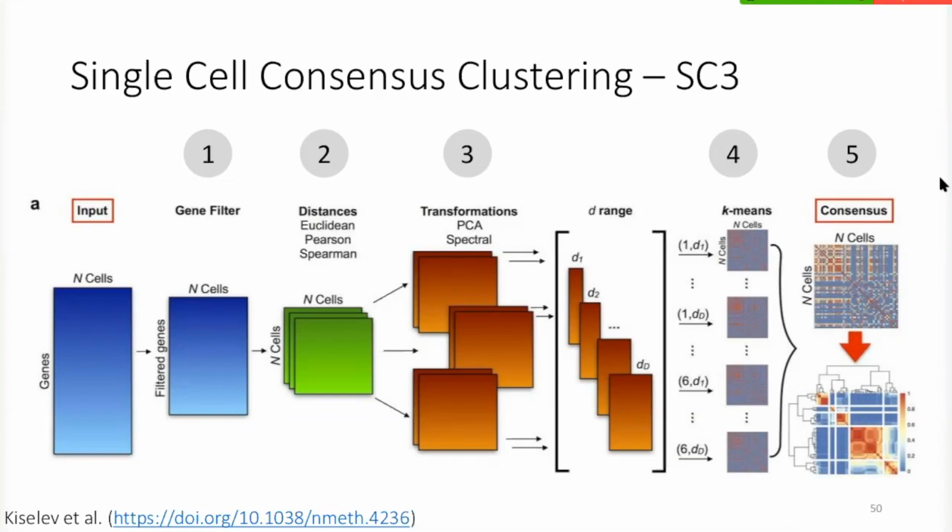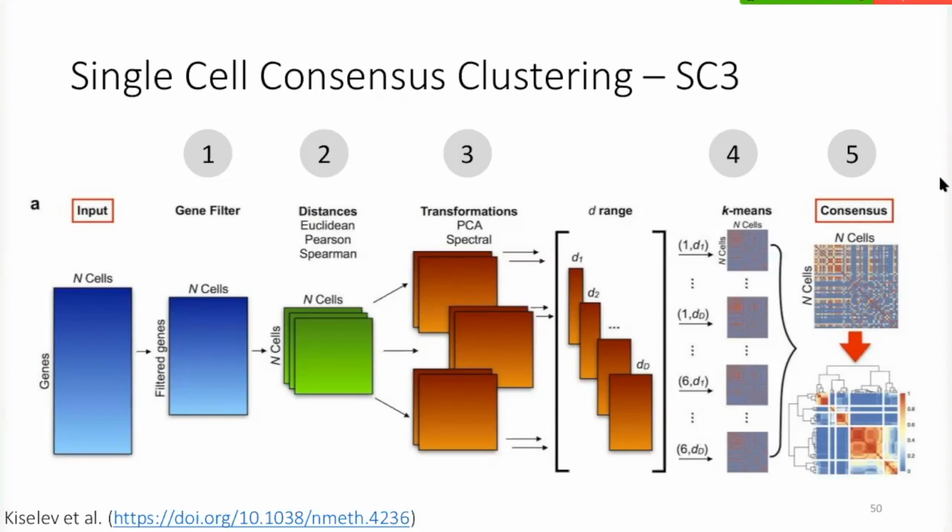Still following? Now we ended up with a lot of clusterings because you do now 6 times however many components you choose. So if you choose 20, then you're doing 6 by 20 clusterings. But it's with k-means, so it's okay.